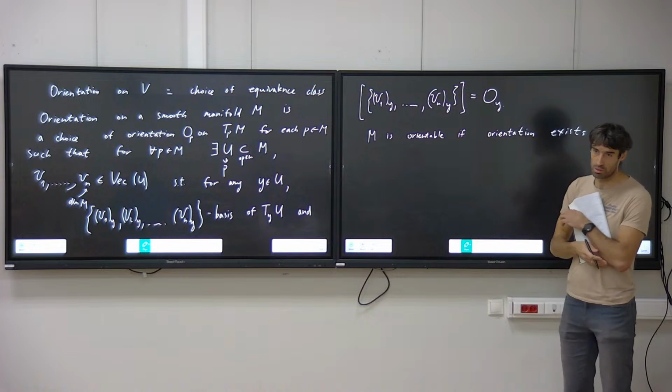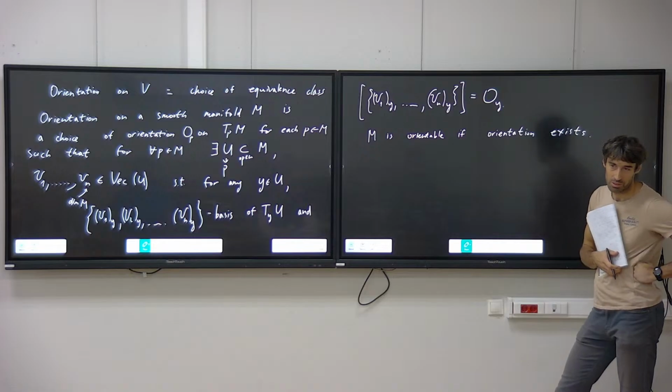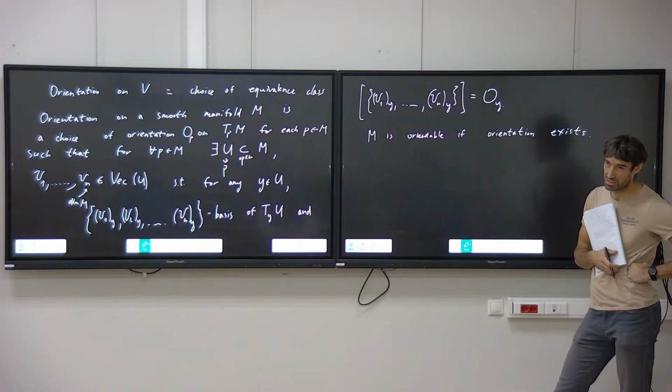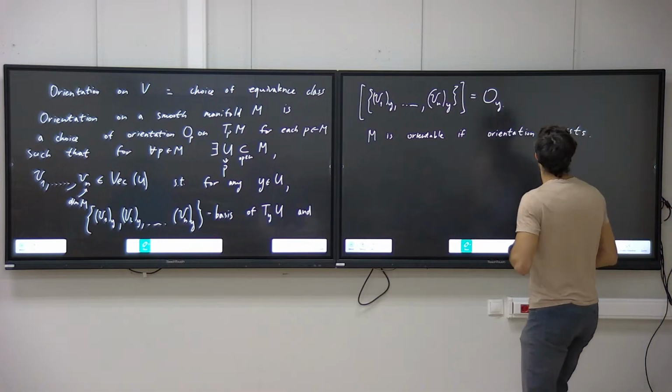Question to the audience: how many orientations can I have on a manifold? Everybody agrees, if it's connected. But if it's not, then what? Actually, 2 to the power of the number of connected components. Yes, 2 to the power of connected components. All right.